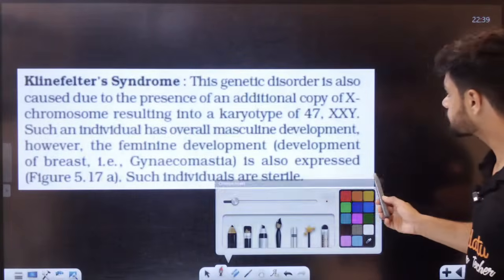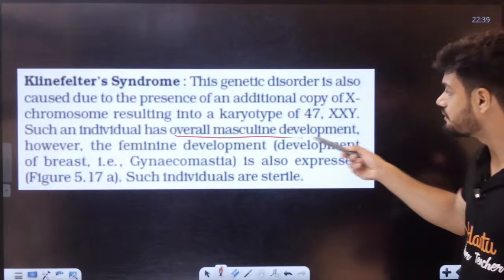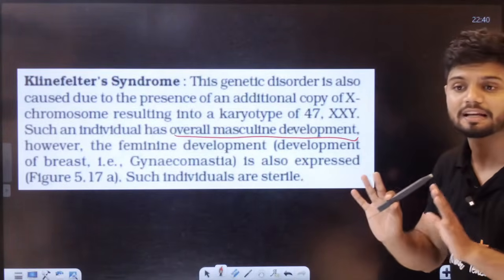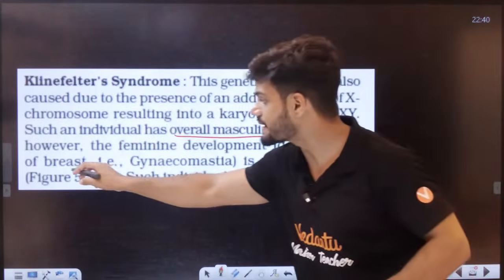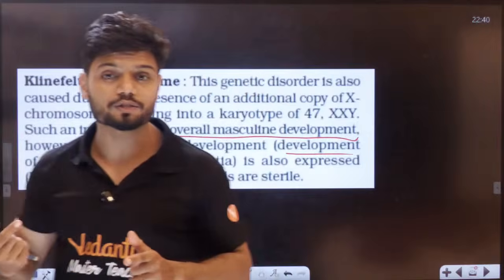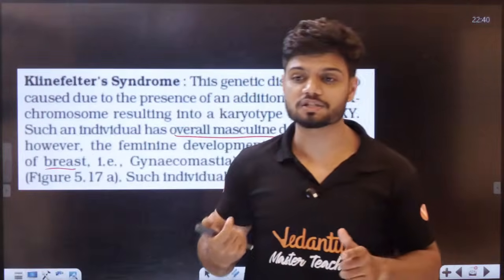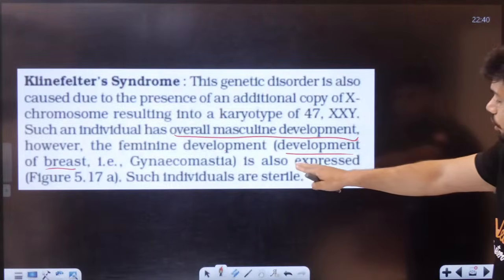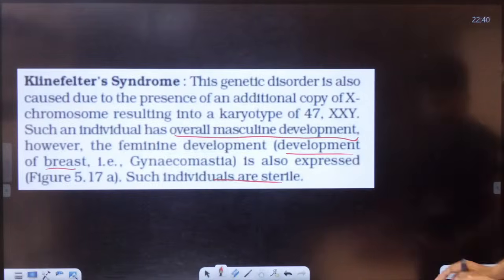Symptoms. Such an individual has overall masculine development. However, feminine development also happens. Here you can see development of breast. Development of breast is called what, students? Gynecomastia. Such individuals are also sterile in nature. Gynecomastia is seen here, students.